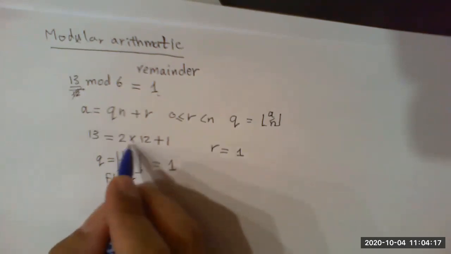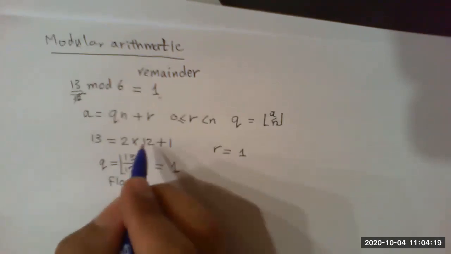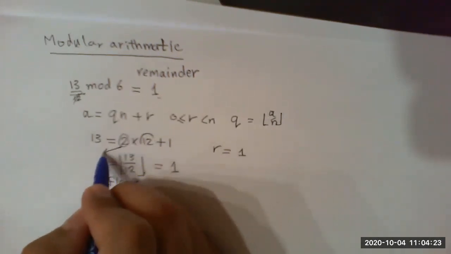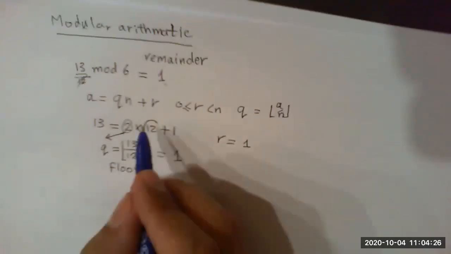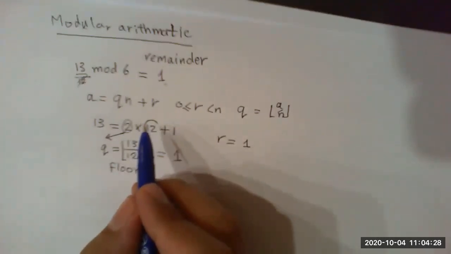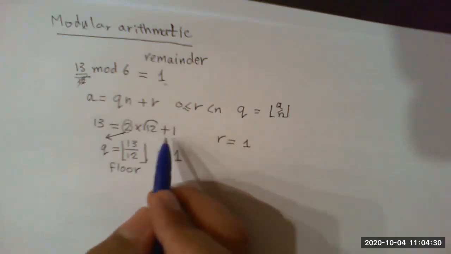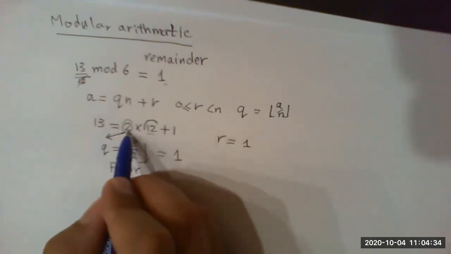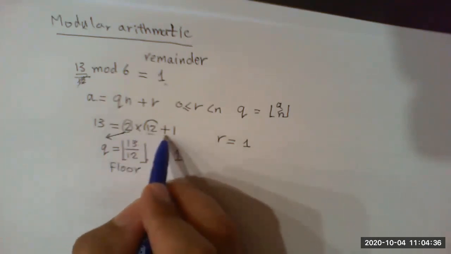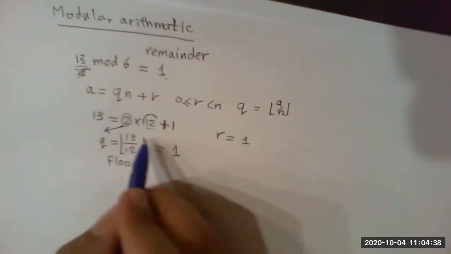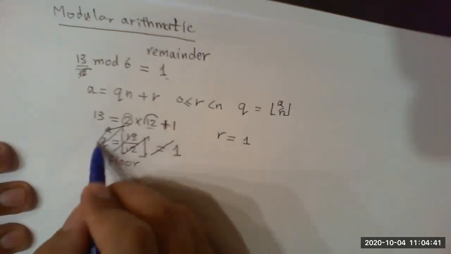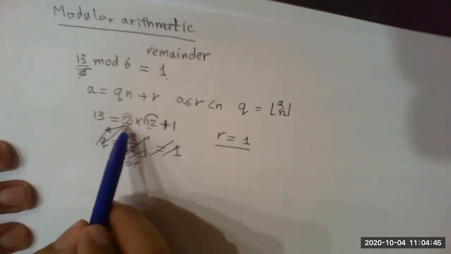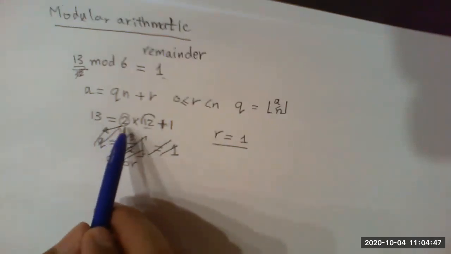Sorry, 13 by 2, no. This is Q. So it's going to be 13 by... okay, just give me a second. I'm confused here. 6 and remainder 1, Doctor? The remainder is 1, okay? And which one is the division of one another?